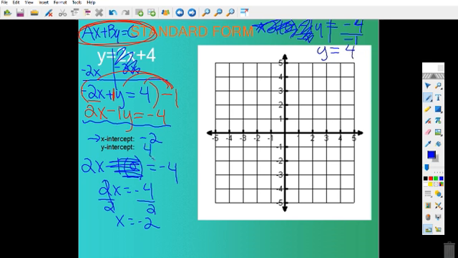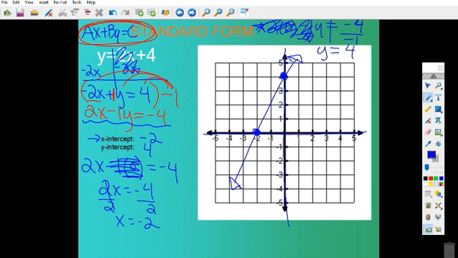Now we graph them. X-intercept is -2. Y-intercept is +4. There you go, draw your line. And you're done. Okay? So, that is it for your notes.